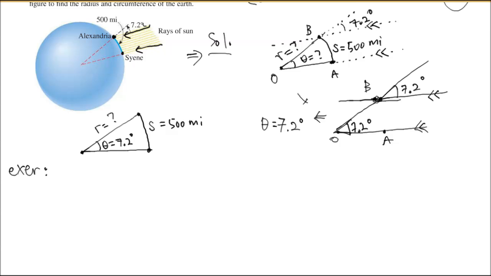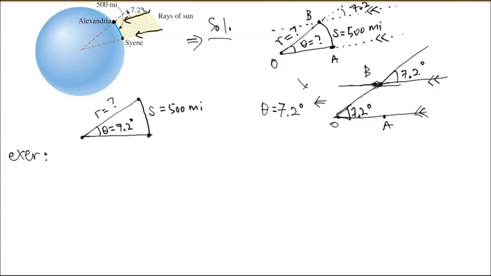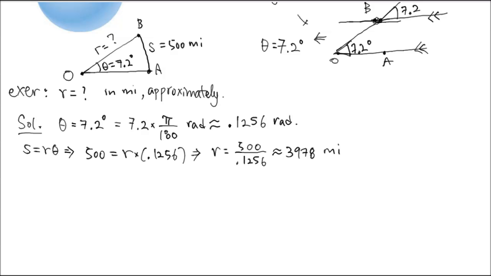Figure out r in decimal approximation in miles. All right, we eventually use s equals r theta, and from earlier examples, you know theta has to be in radians. So the first thing I did this time was look at 7.2 degrees and turn it into radians in decimal, since we want approximate answers. It was 0.1256 radians. That's the measure of the 7.2 degrees.